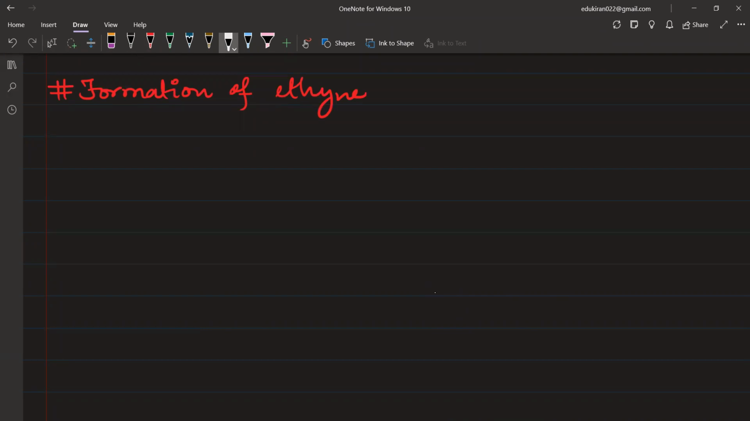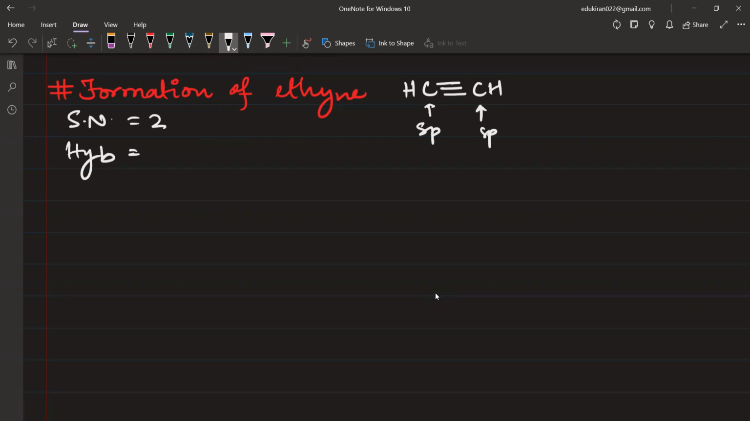Now, right next, formation of ethyne. The structure has a triple bond, so you have carbon hydrogen with a triple bond, CH. Steric number for both of them is going to be 2. That is why this is sp, this is also sp, with one sigma bond to hydrogen. So the steric number for both is 2 and the hybridization is going to be sp.